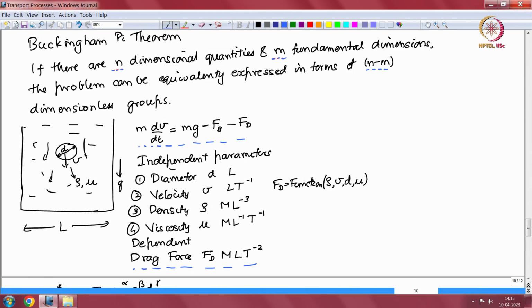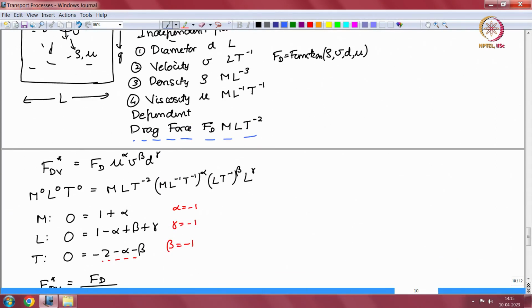So, we had 4 independent dimensional parameters and 1 dependent dimensional parameter. That means that we have a total of 5, and they involve 3 dimensions: mass, length and time. Therefore, there are a total of n minus m. n is 5, m is 3, n minus m is 2 dimensionless groups. One of them is independent and the other is dependent.